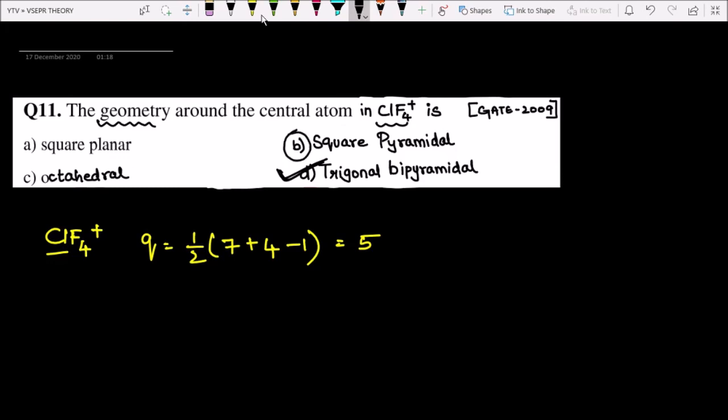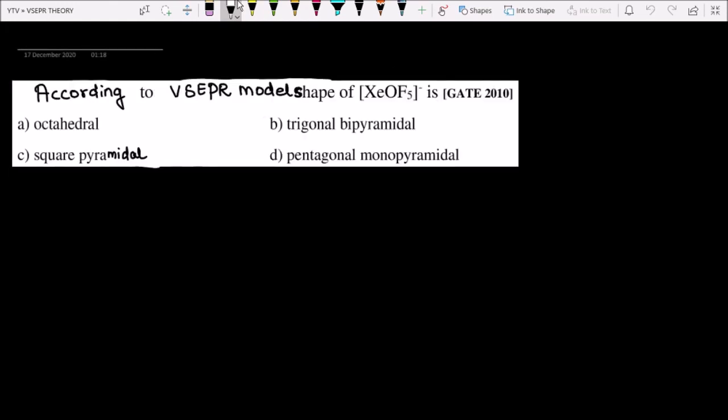Why? Because for square pyramidal, the criteria is that the central atom should belong to either the 5th or 6th period, and also the surrounding atom should be large. Here the central atom belongs to the 4th period, and the surrounding, sorry, 3rd period. Basically we have fluorine, chlorine, bromine and iodine. Fluorine is 2nd period, chlorine is 3rd period. And one more thing is the surrounding atoms are not large. Okay, so it cannot be square pyramidal. Okay, let's move to the next question.